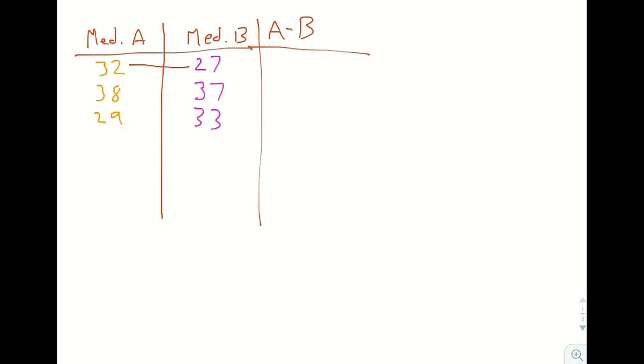So for the first pair, it's going to be 32 minus 27, and that's going to be 5. So the number we're going to get and care about is 5. Next one is 38 minus 37, so that is 1. For the next one, it is 29 minus 33, and because it ends up being a negative number, you actually keep it that way. It ends up being negative 4.